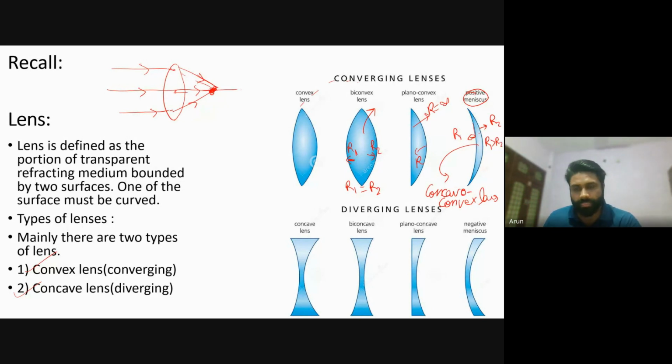The second type is the concave lens. A concave lens is one whose middle portion is thin and corner portion is thick. Its thickness increases when you move from the center to the corner. This is a diverging lens also. And why is it so? Because it diverges the rays falling parallel to it. These are the parallel beam of light. So what will this lens do? It diverges the light.